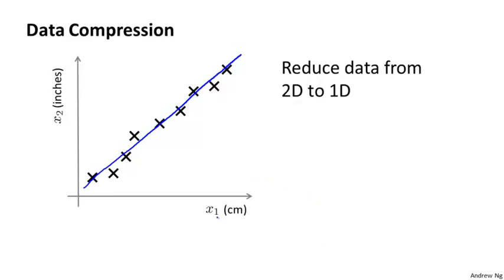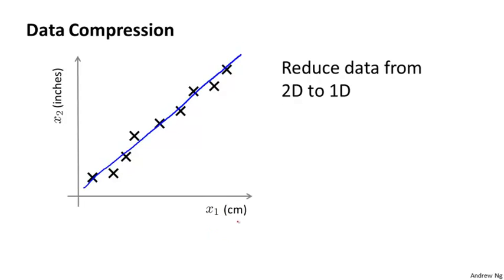And so if the length in centimeters was rounded off to the nearest centimeter and length in inches was rounded off to the nearest inch, then that's why these examples don't lie perfectly on a straight line, because of round off error to the nearest centimeter or the nearest inch. And if we can reduce the data to one dimension instead of two dimensions, that reduces the redundancy.